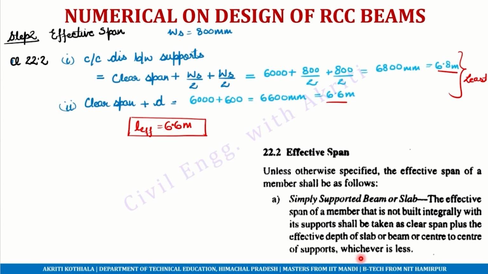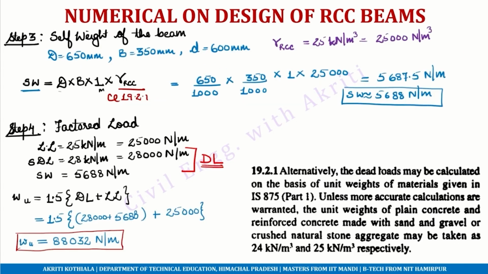As the code says, we have to take the lesser value, whichever is less. So the lower value out of the two is 6.6 meters. So we'll take the effective length to be equal to 6.6 meters. Now moving on to the self weight of the beam.